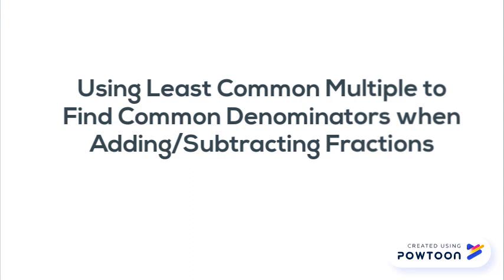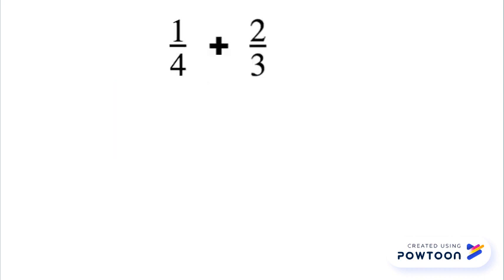Today's lesson is on using least common multiples to find common denominators when adding and subtracting fractions. Alright, let's get it cracking. First example, we have 1/4 plus 2/3. We look at the denominators and see that they're not the same number.